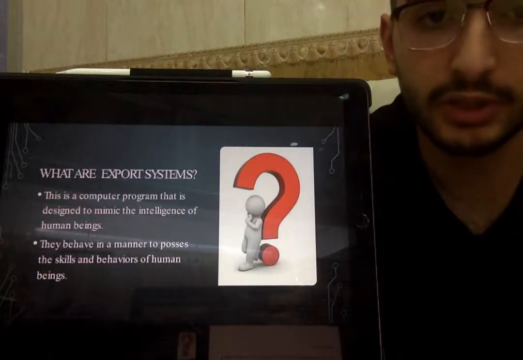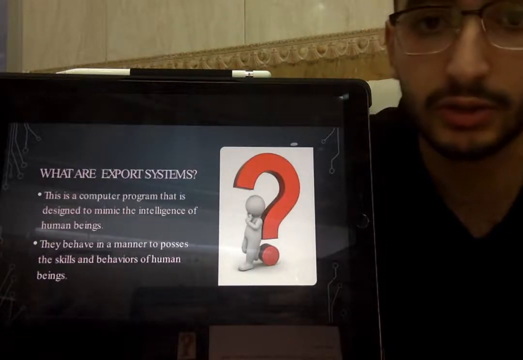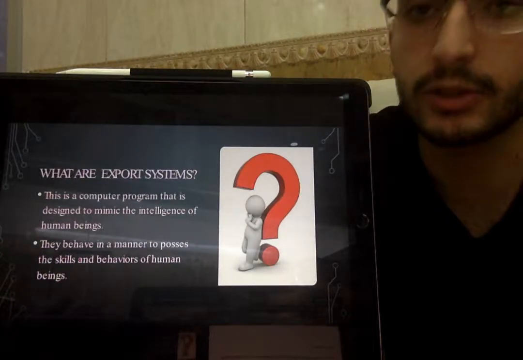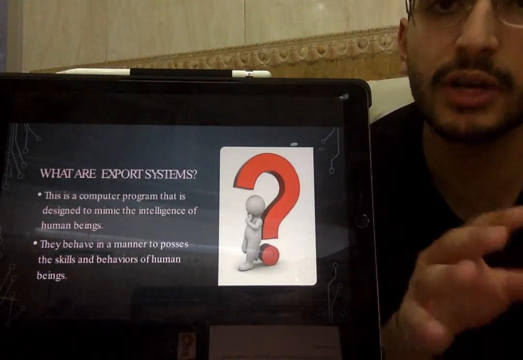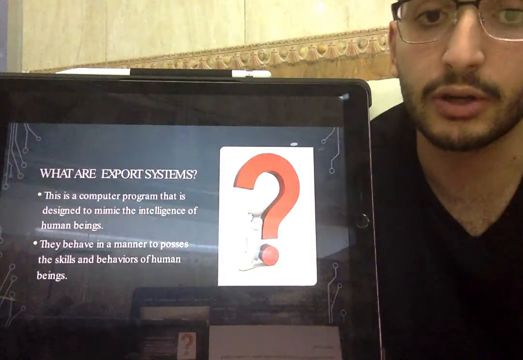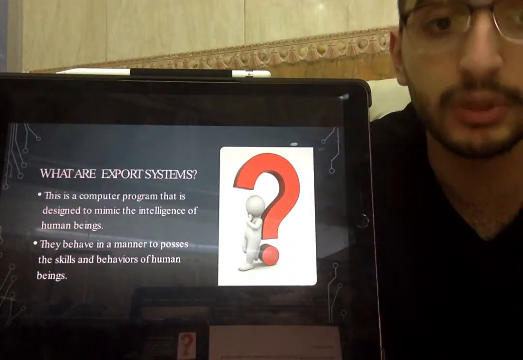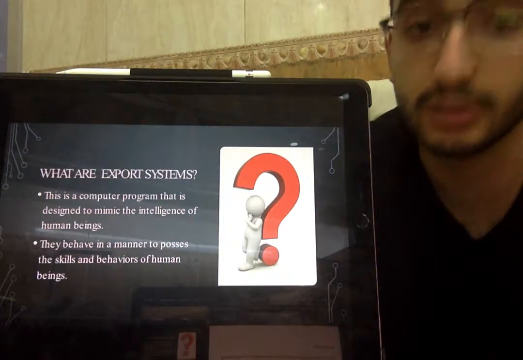So for this presentation, my topic of choice is expert systems. Let us begin by defining what expert systems are. They are computer-based programs that are designed to possess the skills and behaviors of human beings. They are expected to perform the tasks that human beings would rather have performed, such as decision-making.